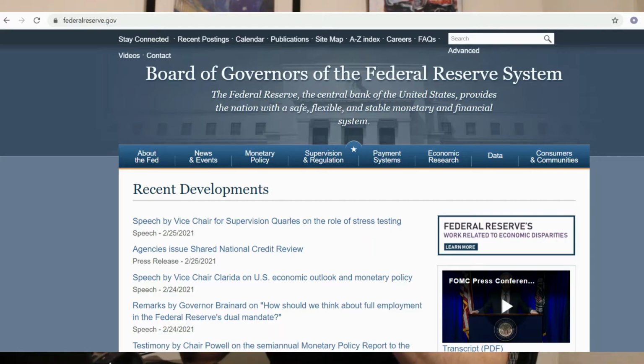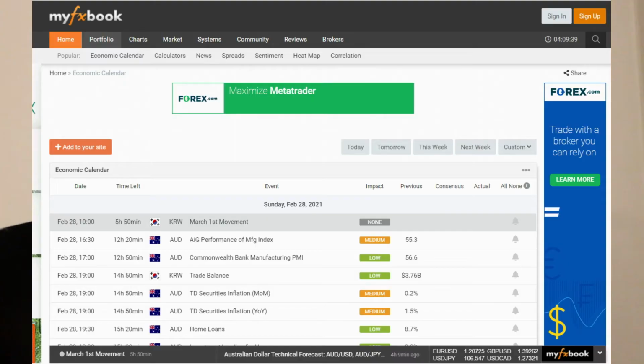You can go to the Federal Reserve website. My FX Book is an app that I have that keeps you up to date with economic events. If the Federal Reserve raises interest rates by 1%, then your option contract will gain whatever the rho is. Whatever it is, it's usually a small amount, but it's still there.